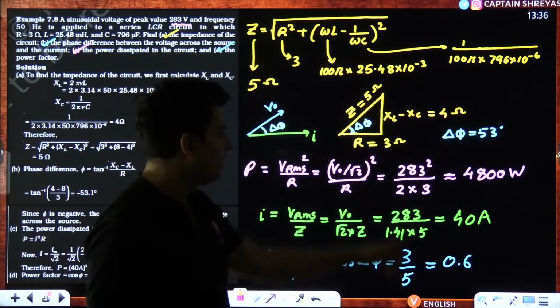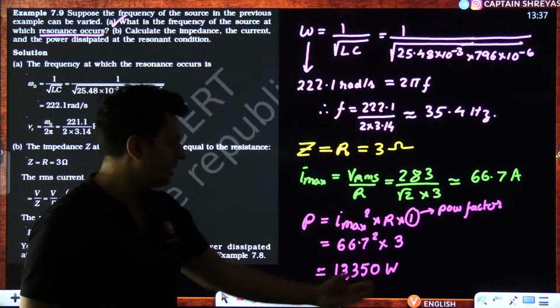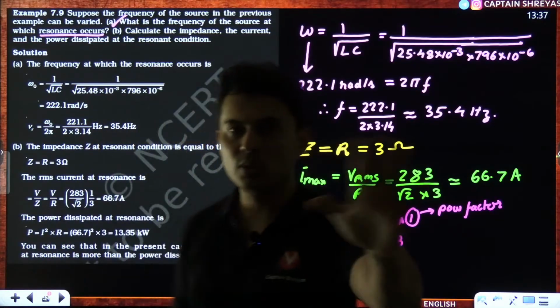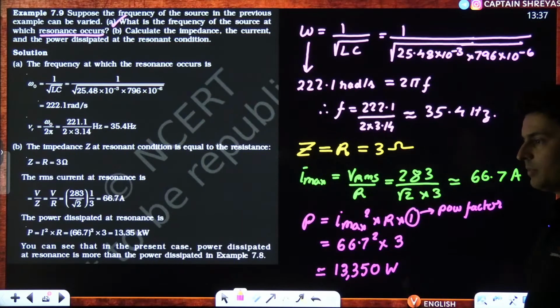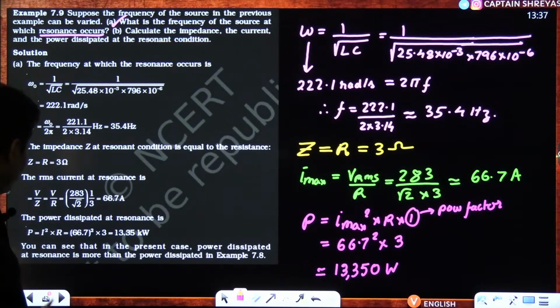Earlier the power was 4,800. Obviously the power was less there. Now at resonance the power is highest. You can't go beyond this particular power. Is that right? Okay, very good.